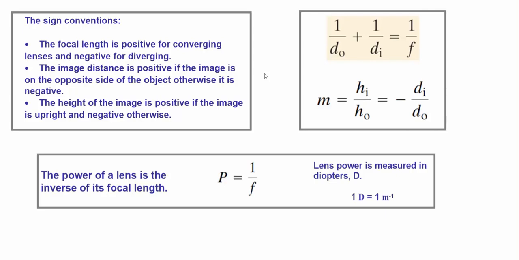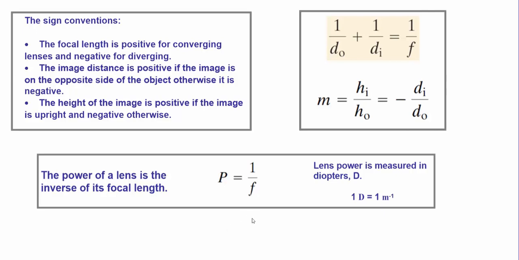And we'll work through examples on that. And lastly, the height convention is still the same. If it's upright, the image will be positive, and if it's inverted, the image will be negative. Another term that's new for lens that you do need to know is the power of the lens, and that's going to be the inverse of its focal length.